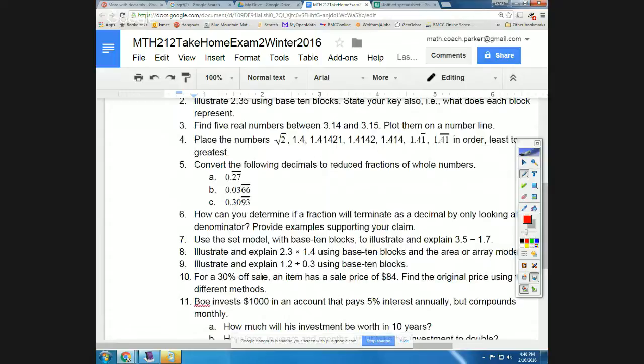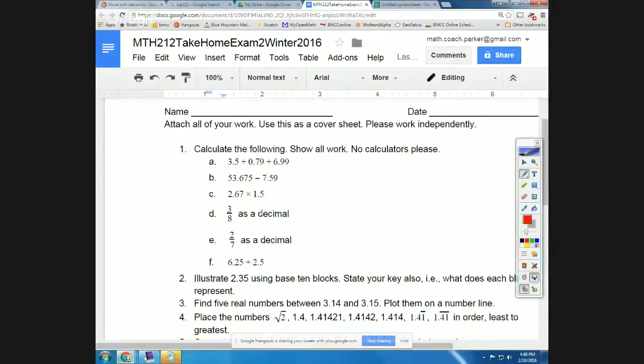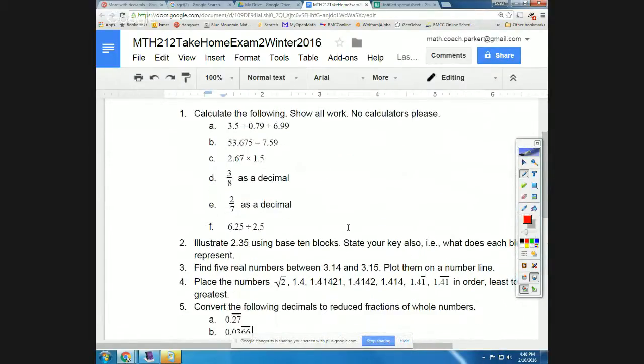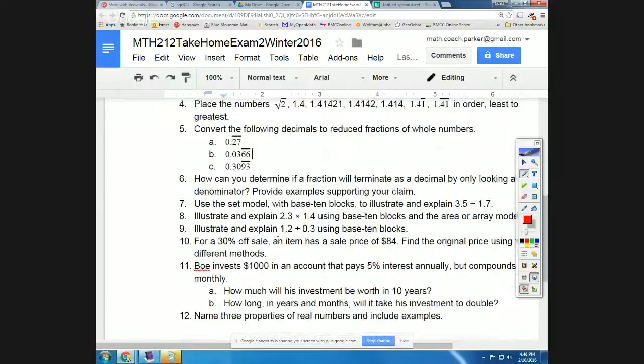Stuff we talked about today. How can you determine if a fraction will terminate as a decimal by looking at the denominator? So number 5 we're supposed to be able to do without a calculator? I don't say that. Only number 1 I said don't use a calculator. The rest of it I don't say don't use a calculator. You could do number 5 without a calculator. But I would like a calculator for that one.